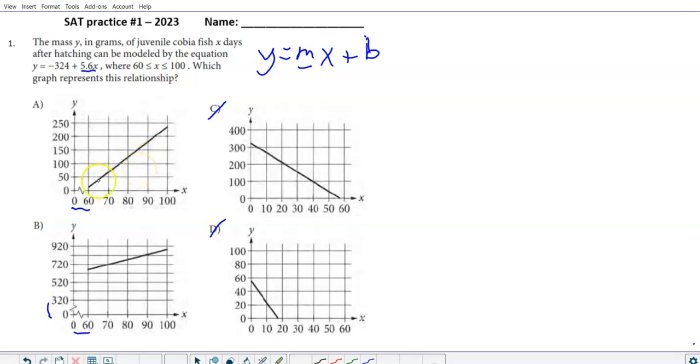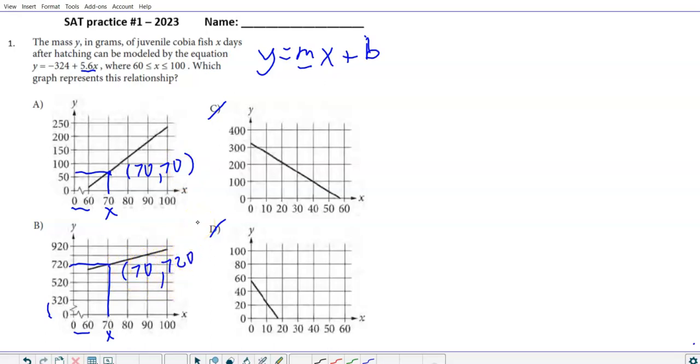So there are different ways to do this. One would be to plug in a value. For example, if you plugged in 70 for our x value, you would expect, if this is the graph, to get somewhere around 70 or 60. Whereas if you plug in x is 70 here, you would expect to get around 700. So that's a big difference. This ordered pair is 70, 70 or something close to that, and this ordered pair is 70, 720.